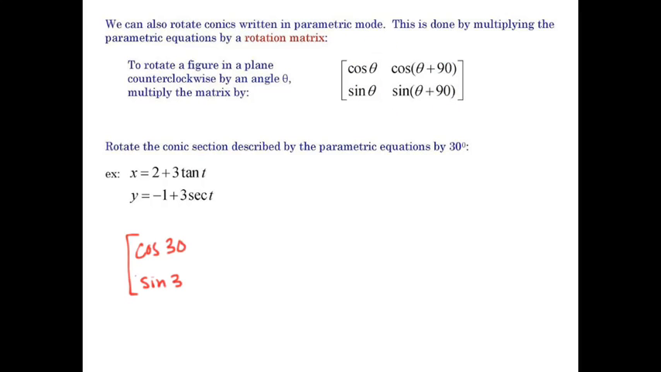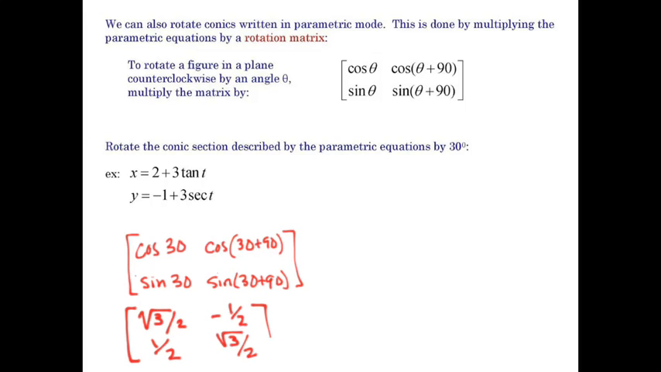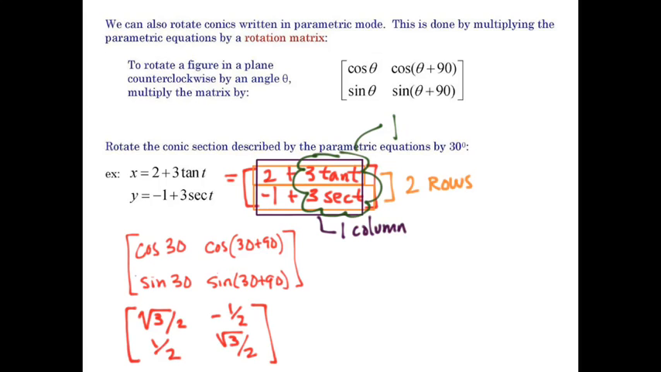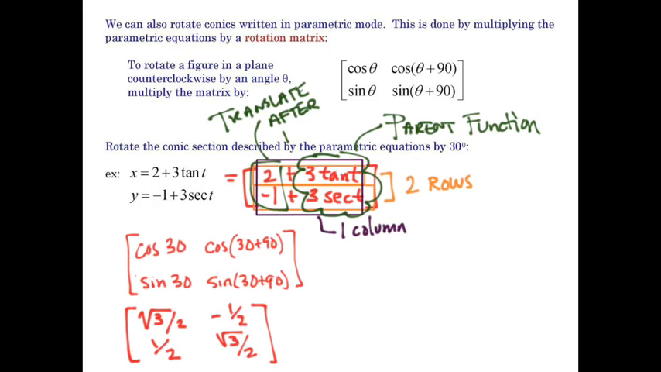So the way that works is I would set up my rotation matrix, and then I would put those pieces in, and I'm going to have to multiply that by the parent graph of this conic here. So I have two rows, I have one column. That's my parent function. That's what I'm going to actually rotate. And then I'm going to translate it at the end, which means I'm going to move it left and right or up and down after I've actually rotated. So I'm not going to put that in my rotation piece.